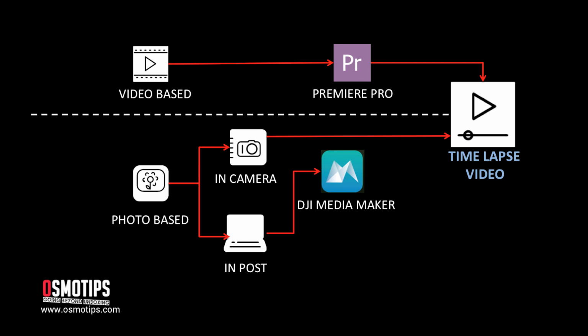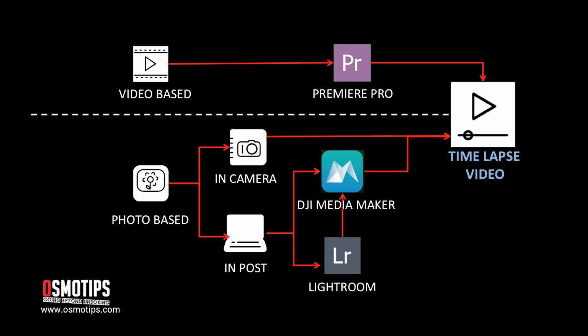The first of those in-post options is to go through the DJI Media Maker, or you go through an additional photo image processing step to really enhance the photos that have come off the DJI Osmo. With that option, after the photos have been processed in Lightroom, or it could even be in Photoshop, it again goes through the DJI Media Maker to create the time-lapse video.